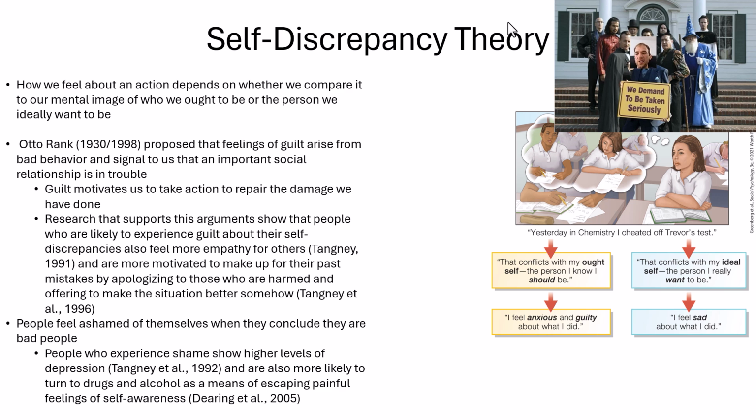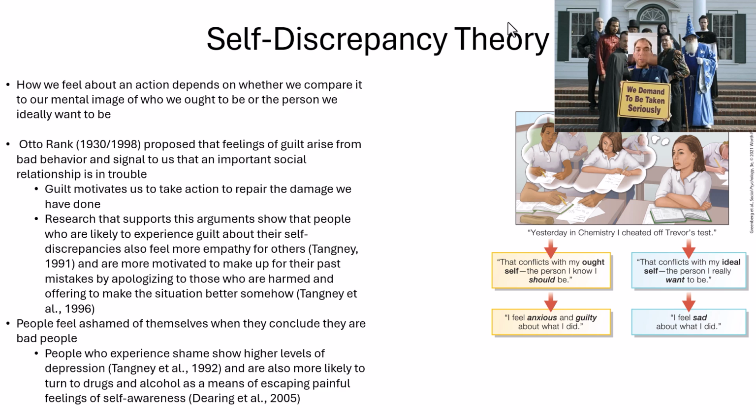Point being, the guilt serves a use. There's a function to guilt, signaling that a social relationship that matters to us is in trouble. And again, we are social beings; these social relationships matter. Thus, guilt can serve to motivate us to attempt to resolve whatever it is that's the source of our guilt and repair that social relationship. So people who report relatively higher levels of guilt are more likely to apologize for the harm they've caused and offer to make the situation better.